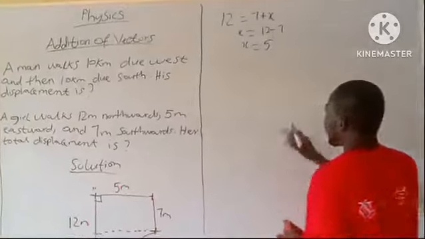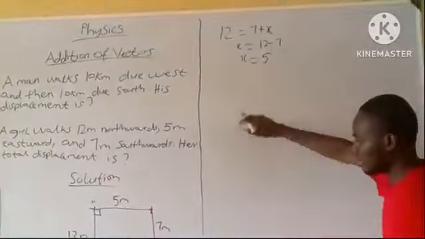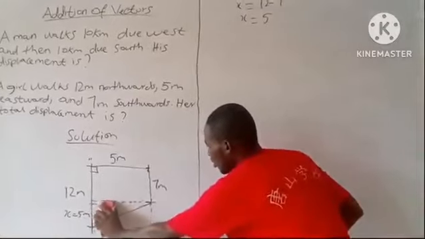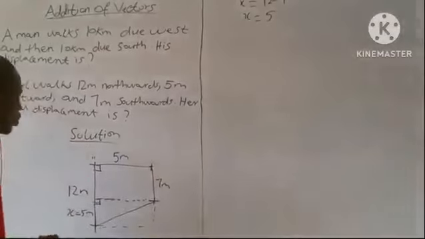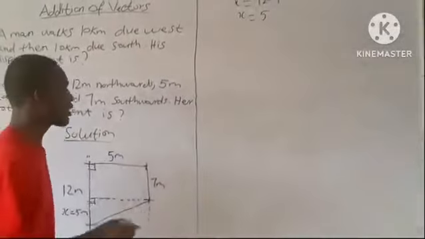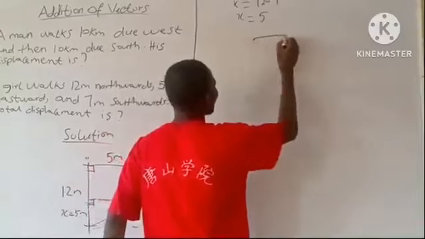In that case, we are going at this value. Now, what do you do next? Remember that this is inclined at 90. So you use Pythagoras theorem again. This is the triangle that we have.